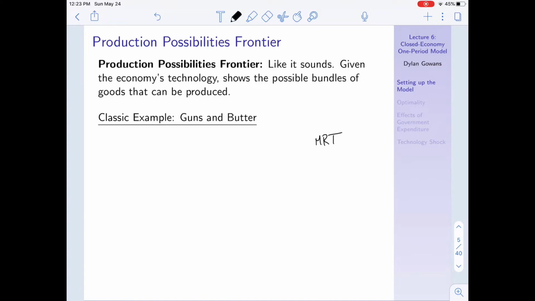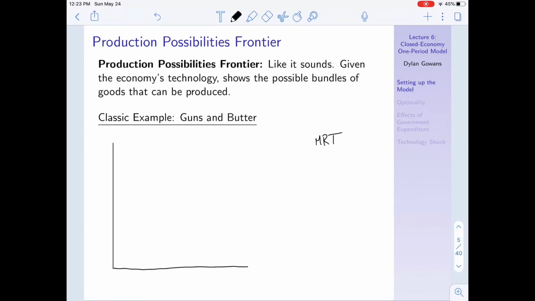Okay, so we have to introduce a few more concepts here before we do anything else. And the first one is the production possibilities frontier. And so maybe some of you have seen this already, but for those who haven't, I'll say that the production possibilities frontier is really what it sounds like. It's the possible production quantities the economy can create. Or what I wrote here said, given the economy's technology, this shows the possible bundles of goods that can be produced. And so the classic example, I think, comes from Paul Samuelson's textbook in the post-war era.